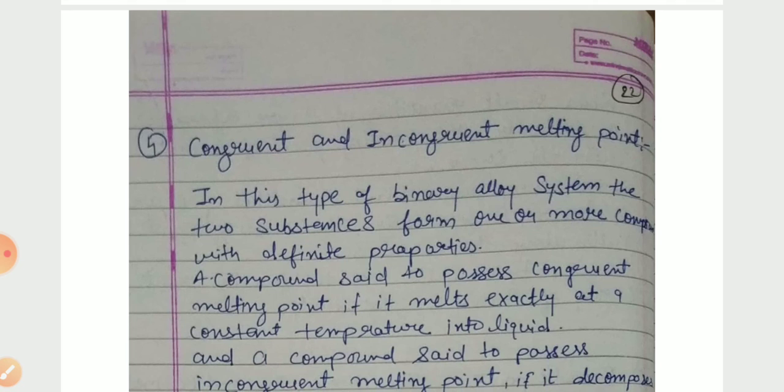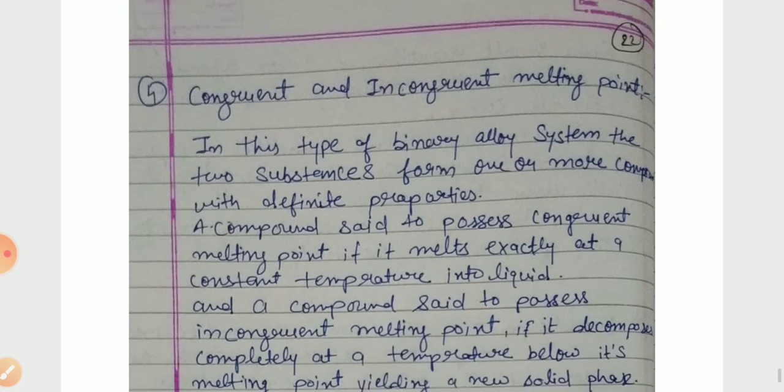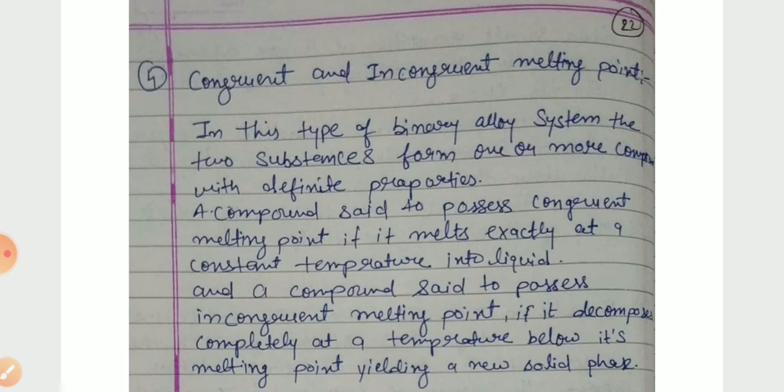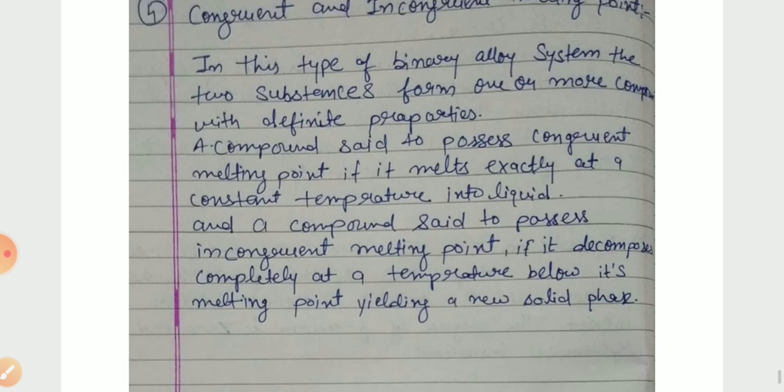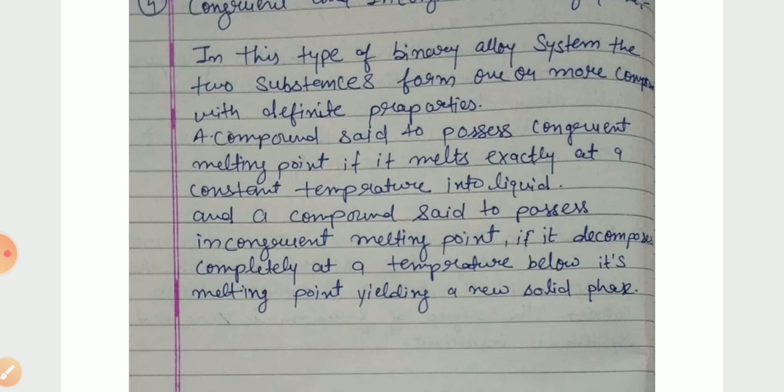So what are congruent and incongruent melting points? In this type of binary alloy system, the two substances form one or more compounds with definite properties. A compound solid possesses a congruent melting point if it melts exactly at a constant temperature into a liquid, and a compound solid possesses an incongruent melting point if it decomposes completely at a temperature below its melting point, yielding a new compound. So these are the incongruent and congruent melting points.